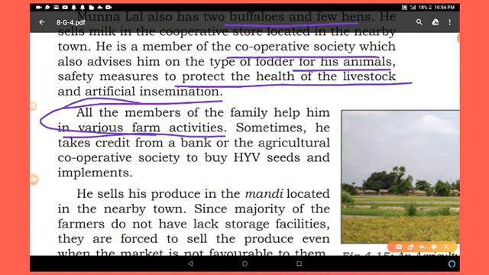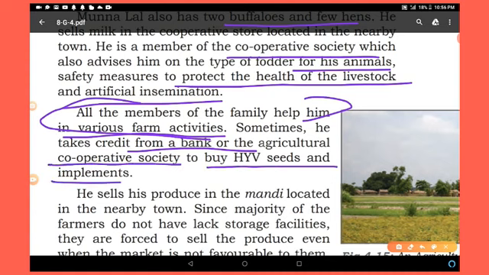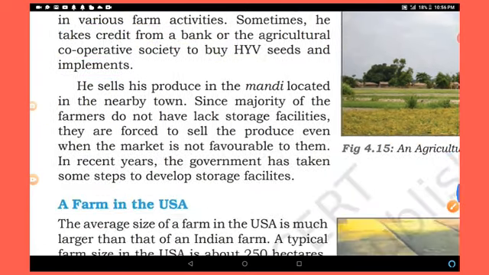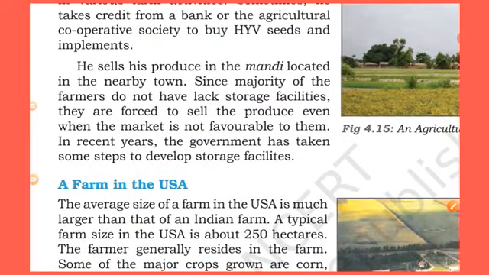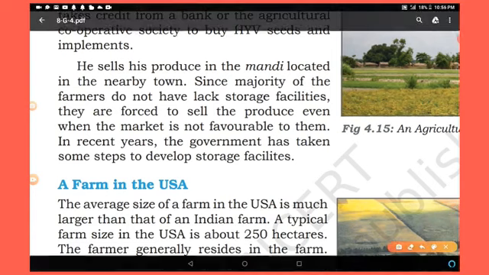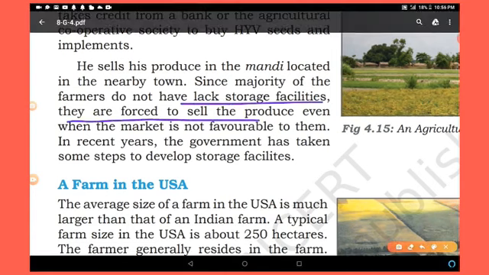It means in agriculture in India, all the members of the family are involved in agricultural activities. Sometimes the farmer takes credit from a bank or the agricultural cooperative society to buy HYV seeds and implements and for other agricultural requirements for growing crops. He sells his produce in the mandi located in the nearby town, since the majority of farmers do not have storage facilities, and they are forced to sell the produce even when the market is not favorable to them.